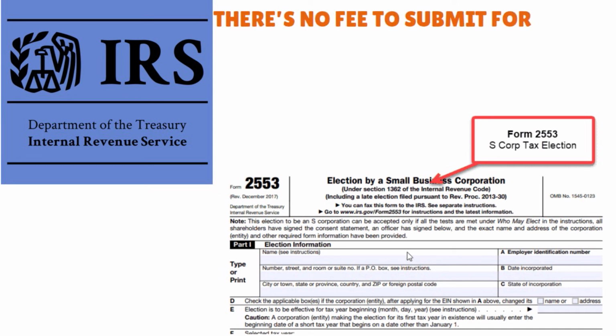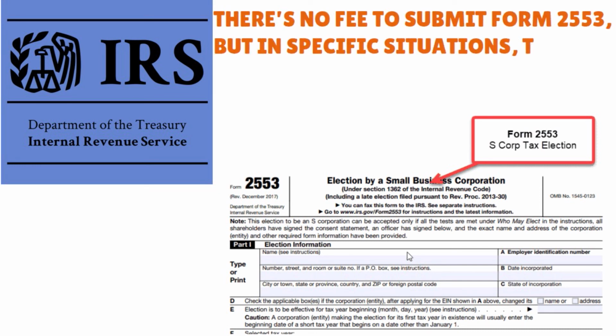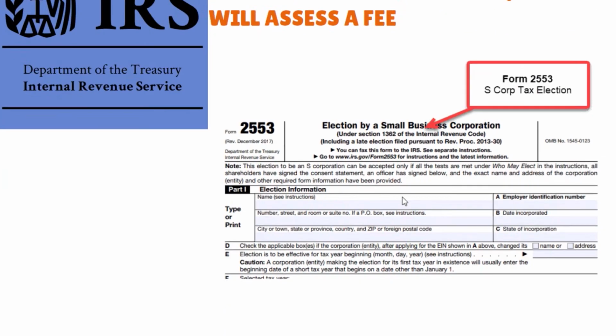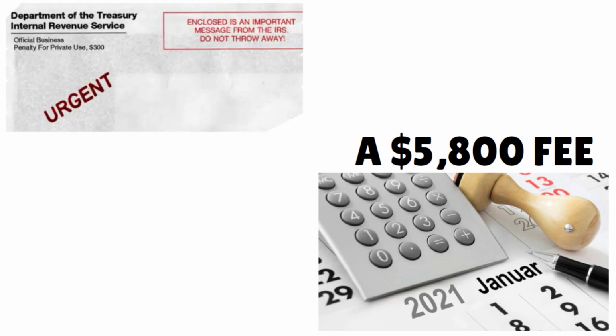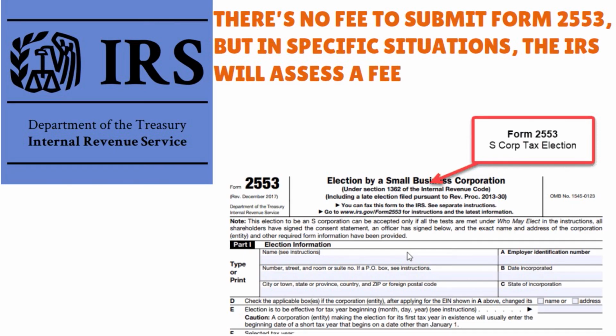And the cool thing here is there is no fee to submit Form 2553, but in specific situations, the IRS will assess a fee. Let me give you an example. If you select a non-calendar tax year based on a specific business purpose, and I think I spoke about that in part 3, item Q, you will be assessed a $5,800 fee. This fee should not be sent in with the IRS Form 2553, however. You will receive a separate bill from the IRS instructing you how to pay. And in some cases, an S-Corp election filed at the IRS deadline will also incur a late fee. This is why I was speaking to you earlier about the importance of the explanation.